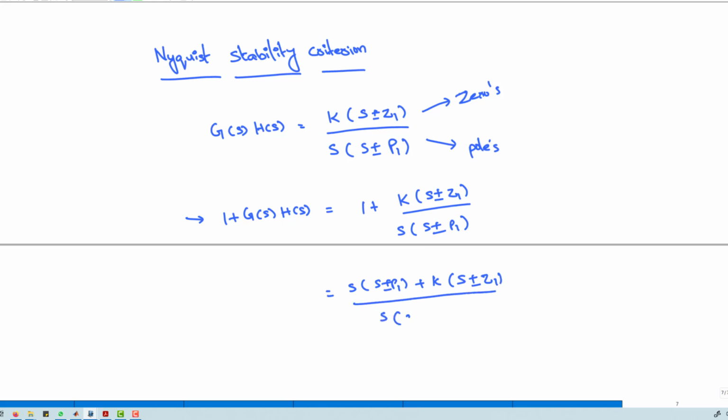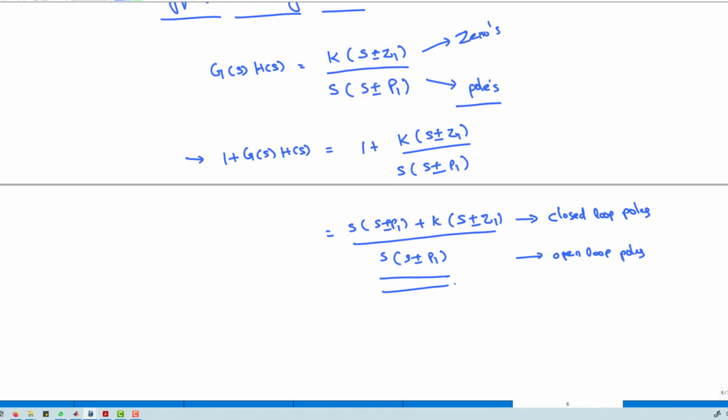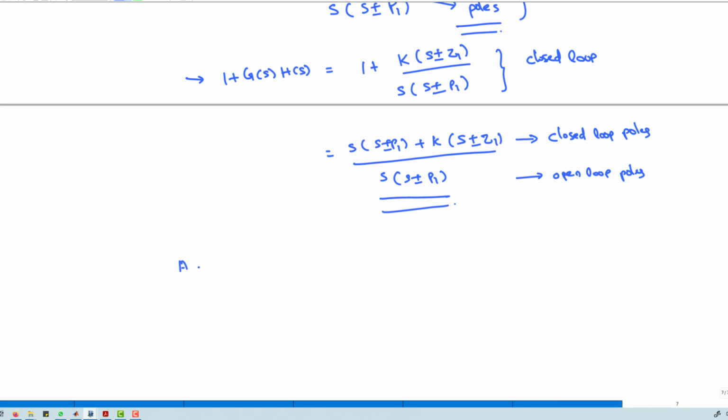If you observe carefully, the interesting fact is that the numerator of this characteristic equation indicates the closed loop poles of the closed loop transfer function, and the denominator of the characteristic equation indicates the open loop poles, which are already there. Above we have seen the open loop poles as s into s plus r minus z1. So whenever they give you the open loop transfer function, from there you can easily find out the number of closed loop poles and the number of open loop poles.